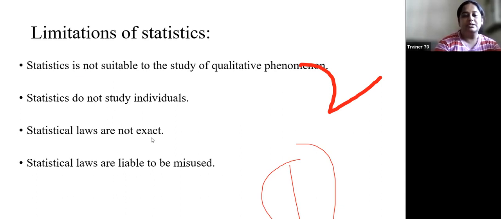Next we have is statistical laws are not exact. So unlike mathematical and physical laws, which are exact, which are universally true, statistical laws ऐसे नहीं है. Statistical laws are true only on an average. एक approximate value के term में हम बात करेंगे, कुछ exact value के बारे में हम बात नहीं करेंगे. That is why we say statistical laws are not exact.